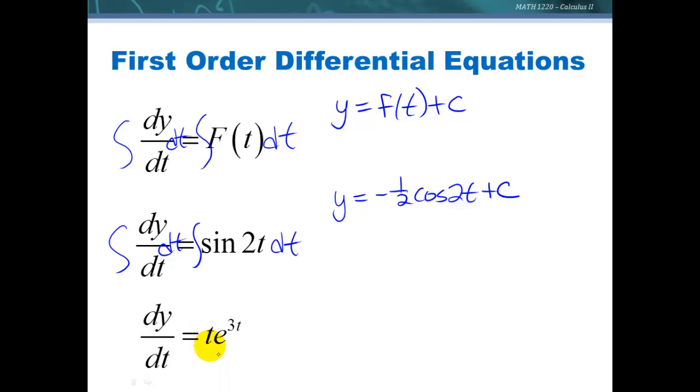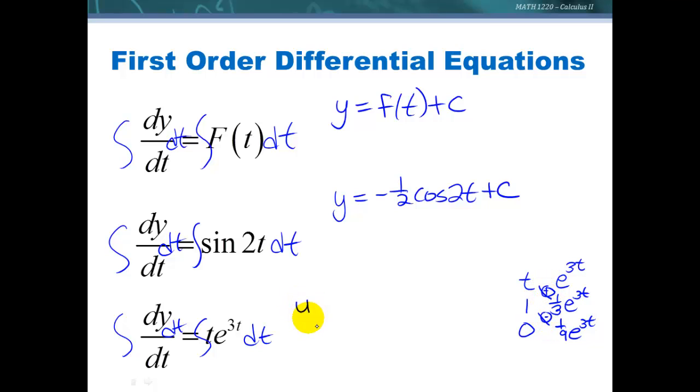The right-hand side is just a function of t, so I'm going to integrate both sides with respect to t. This one I can use integration by parts. I'm going to go ahead and use tabular, our little algorithm for integration by parts. So here's t, differentiate till I get to 0. Second column is the other function, e to the 3t, and integrate this until I fill out the table. And then I multiply this by a positive, this one by a negative.